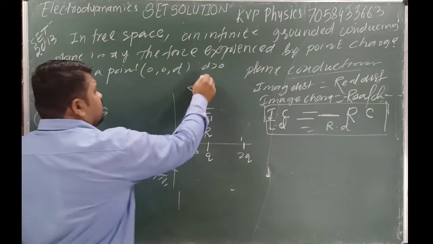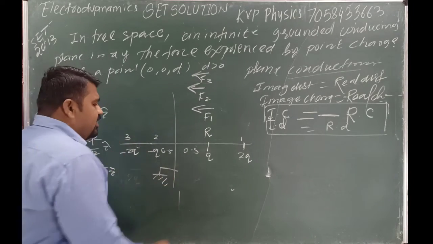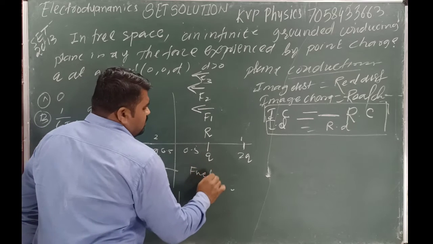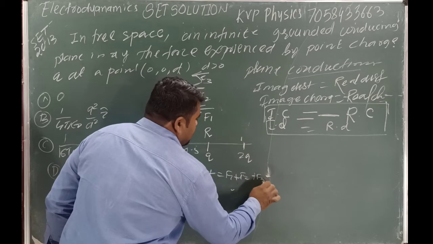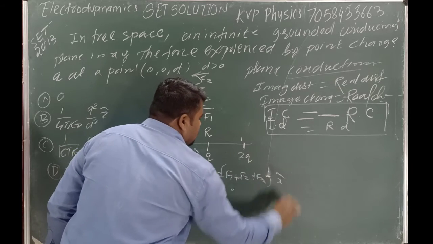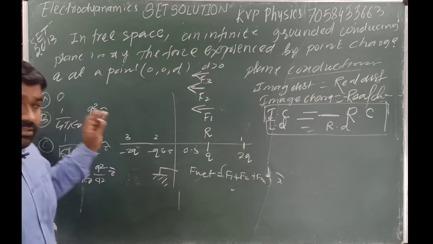Means F1 is moving in this direction. Means F3 is moving in this direction. Net addition: F net is equal to F1 plus F2 plus F3, and the net direction is x cap. Why? Because all the forces are in the same direction.